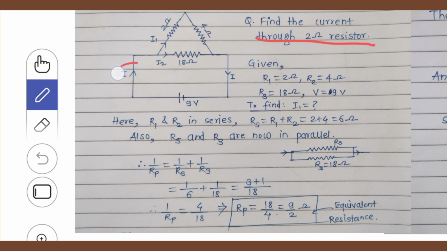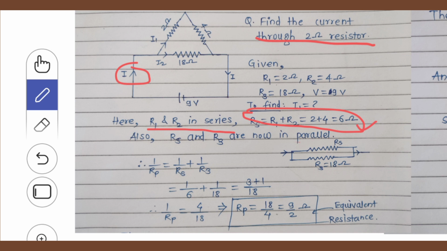In this diagram, I have taken the total current as I, and it is going to get bifurcated at the junction as I1 and I2. Now I2 is flowing through the 18 ohm resistance and I1 is flowing through the 2 ohm and the 4 ohm resistance. From the figure we get the idea that R1 and R2 are in series. If they are in series, we just add them, so the series resistance is R1 plus R2 equals 2 plus 4 equals 6 ohm. Okay, fine. So we got one series resistance here.